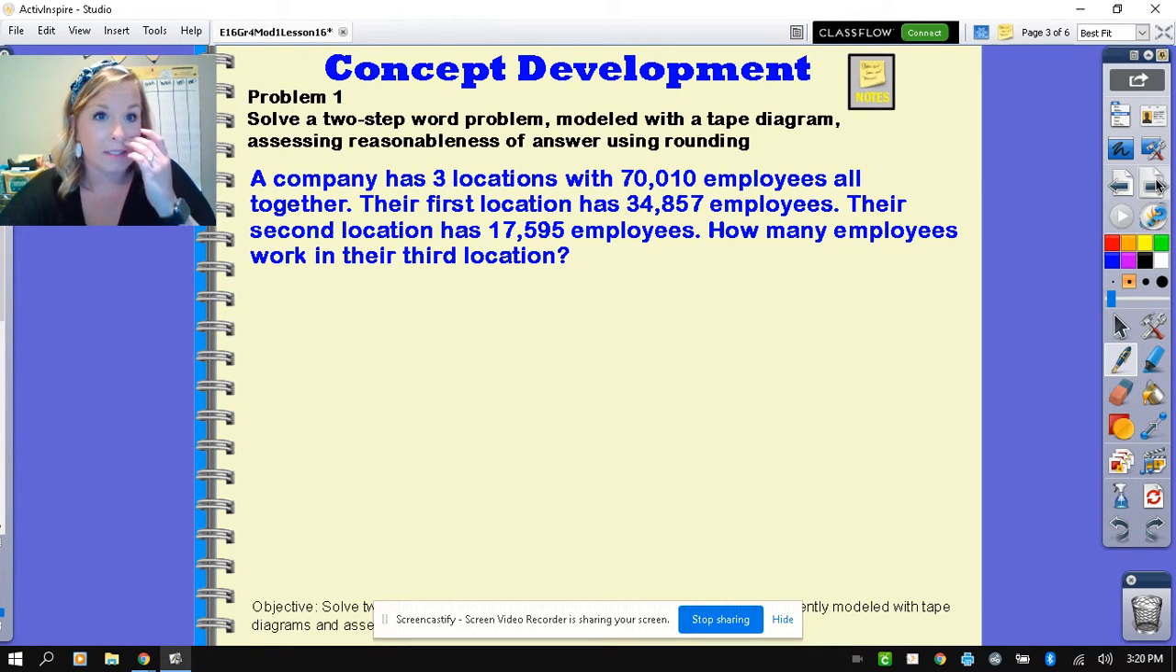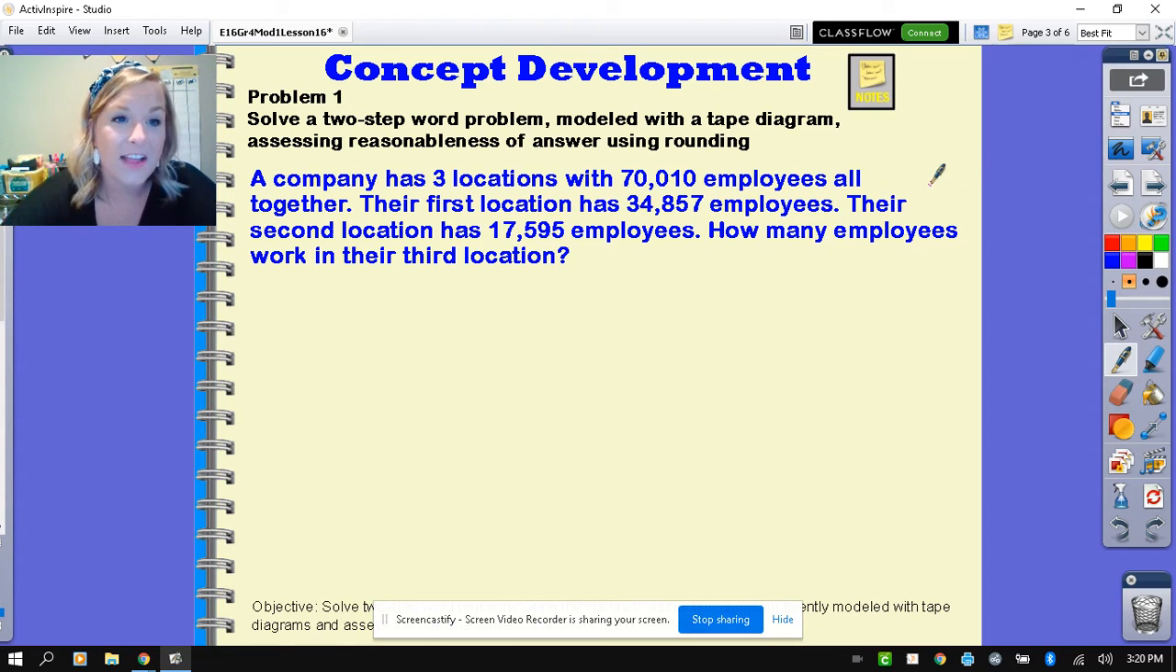So we're going to go ahead and get started on problem 1. Our instructions say solve a two-step word problem modeled with a tape diagram, assessing reasonableness of your answer using rounding. So just like I said, what we're going to do today, there are a lot of steps, there's a lot of work, but really we're just checking to make sure we're getting it all done correctly. Okay, I'm going to go ahead and start off by reading the question.